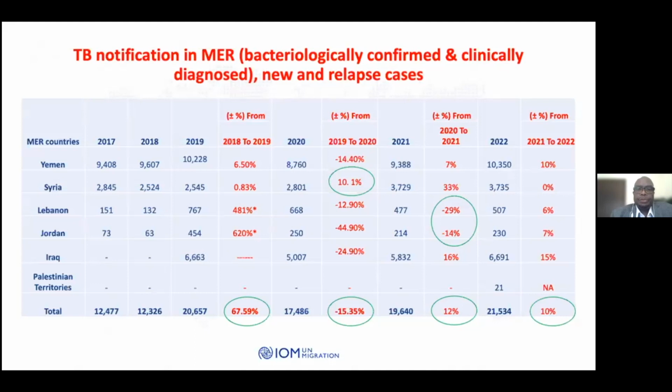And you'll see also in 2019, 2020, the drop in numbers. This is due to COVID. Syria, which I've circled, had a positive percentage because the facilities remained open during COVID and there were no restrictions on movement. In Jordan and Lebanon, you also see that in 2020-21 there was a drop in migrant numbers because of COVID. Next slide.